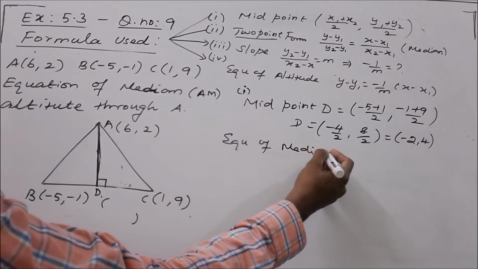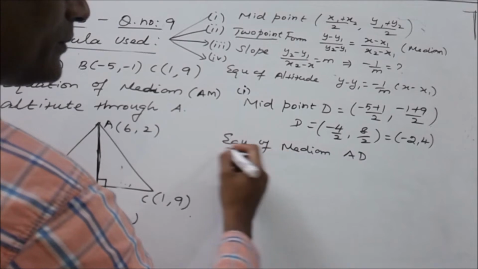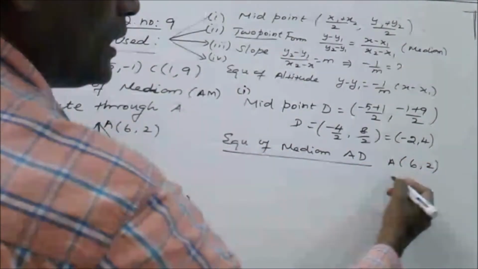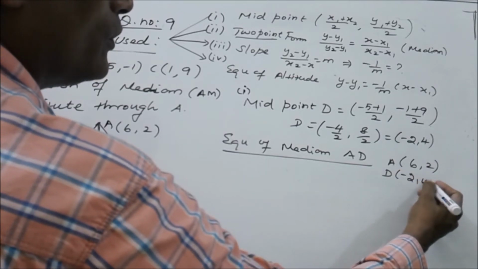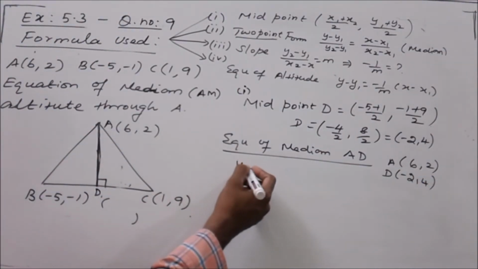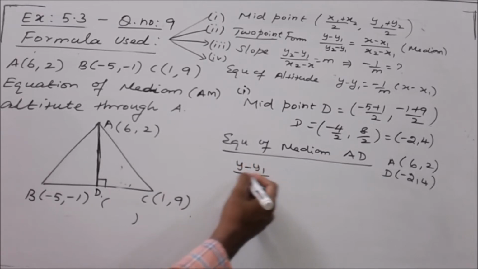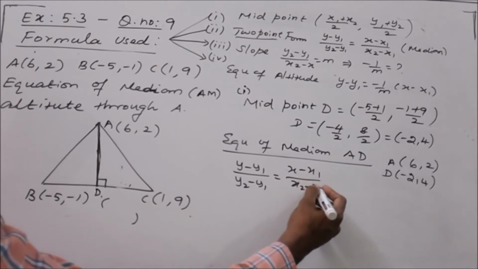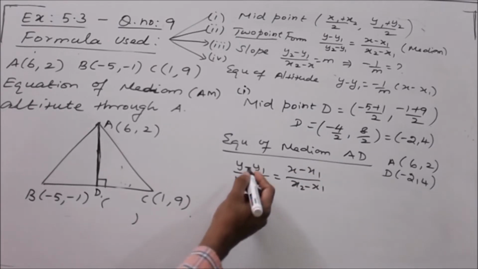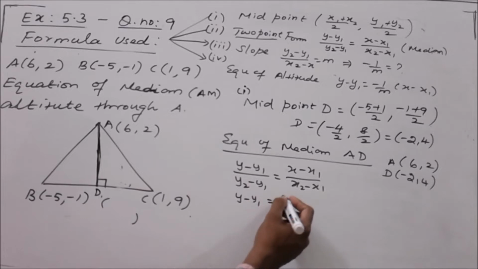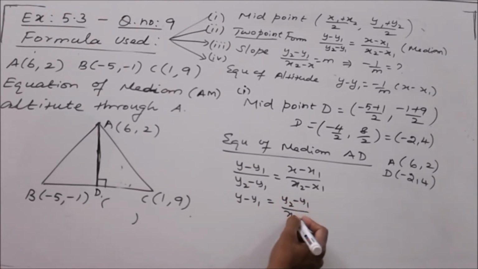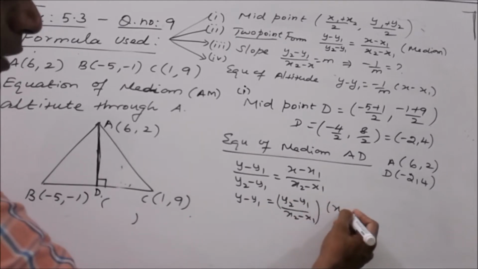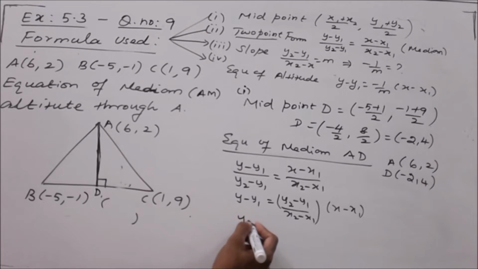Now the equation of median AD. A is (6, 2) and D is (-2, 4). Use the formula (y - y1)/(y2 - y1) = (x - x1)/(x2 - x1), that is y - y1 = (y2 - y1)/(x2 - x1) times (x - x1).